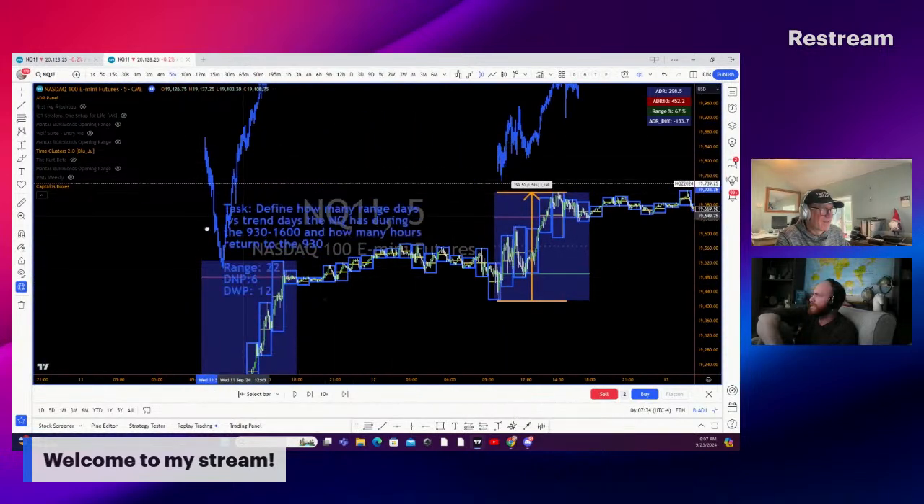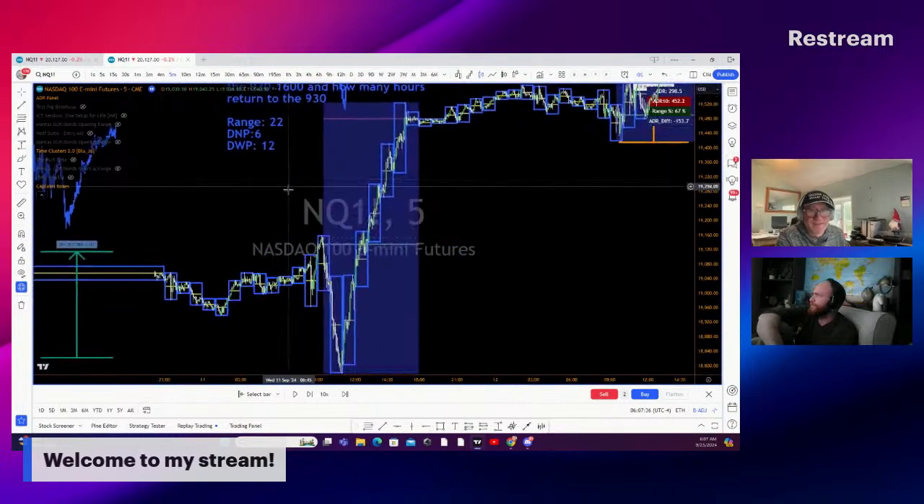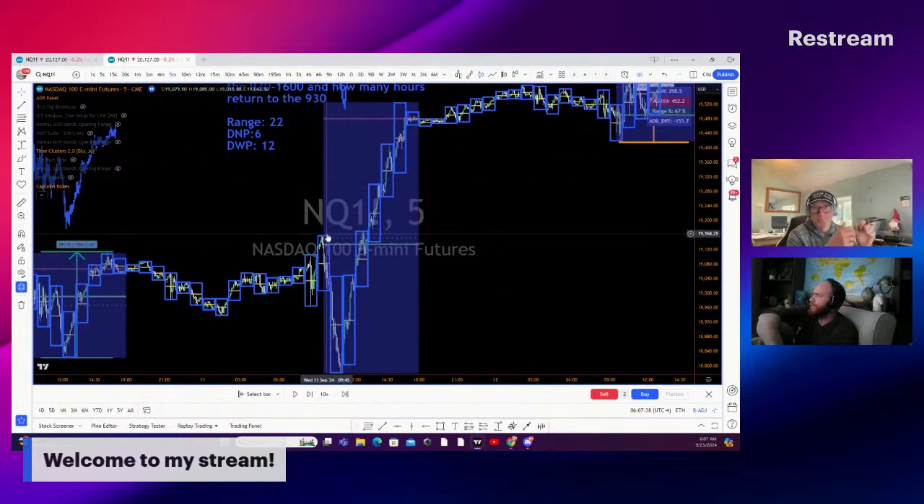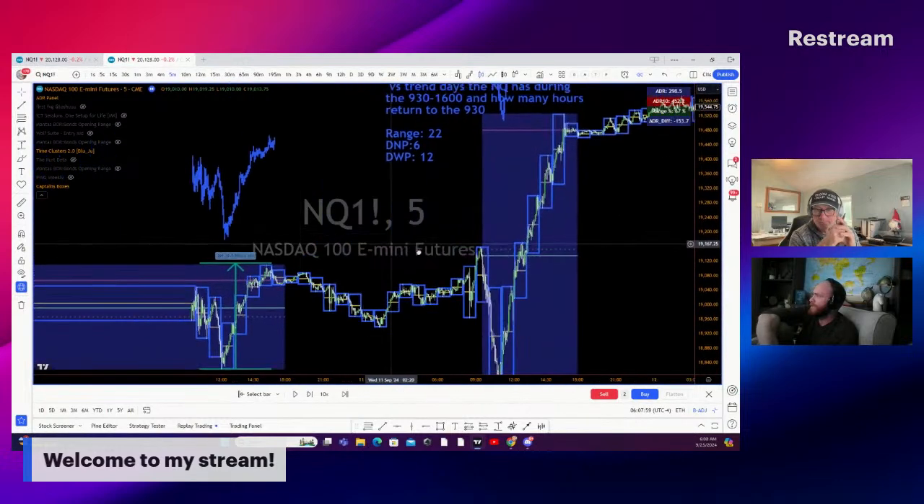Finally, September 11th. And September 11th was the obvious reversion of the mean in the morning with the DNP in the afternoon. But I categorize this as a DNP because it was just a move down, touched the 930, went away from it, came back up just to swipe through it, and then we continue. So this is the trend day. This is the only trend day that we have defined so far in the month of September.